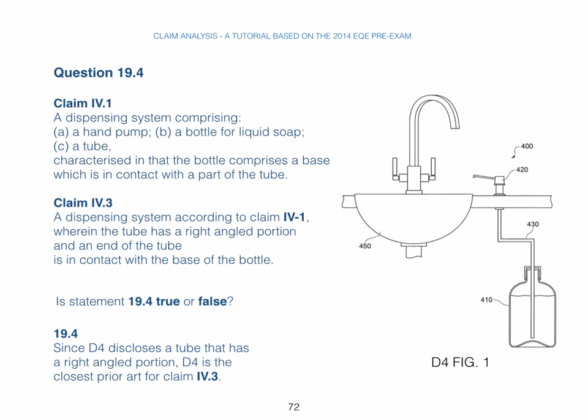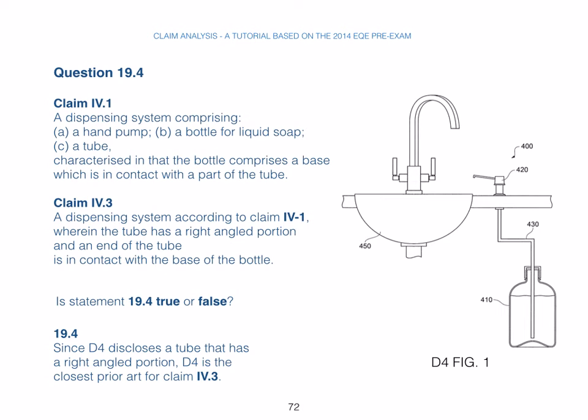This concerns now Claim 4.3. This is question 19.4, and the statement is, since D4 discloses a tube that has a right-angled portion, D4 is the closest prior art for Claim 4.3. So Claim 4.3 specifies wherein the tube has a right-angled portion and an end of the tube is in contact with the base of the bottle. Does this make D4 the closest prior art? Is the statement true or false?